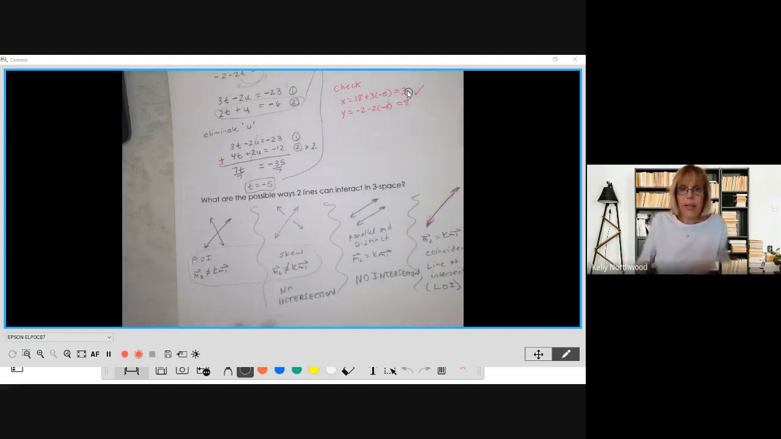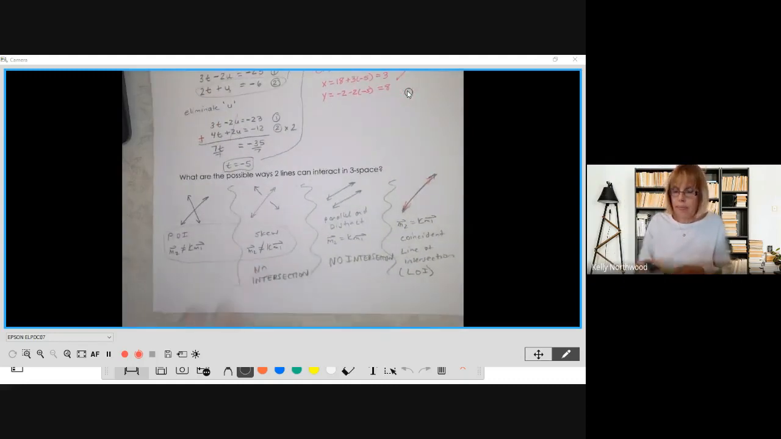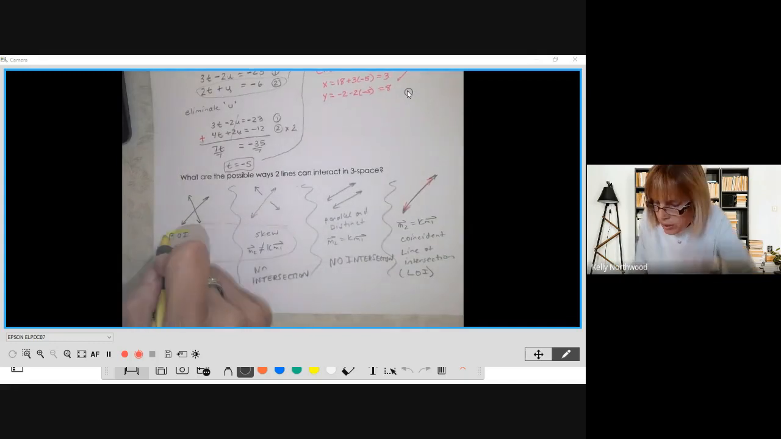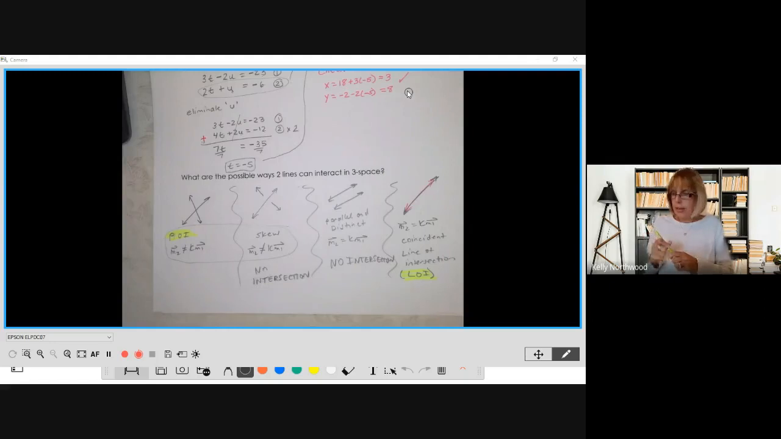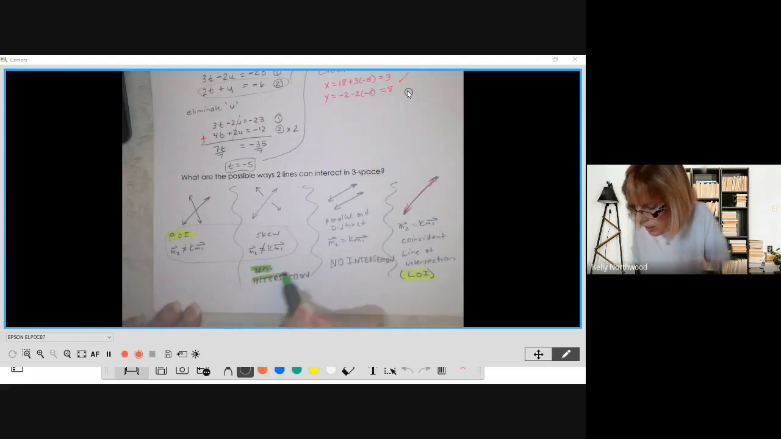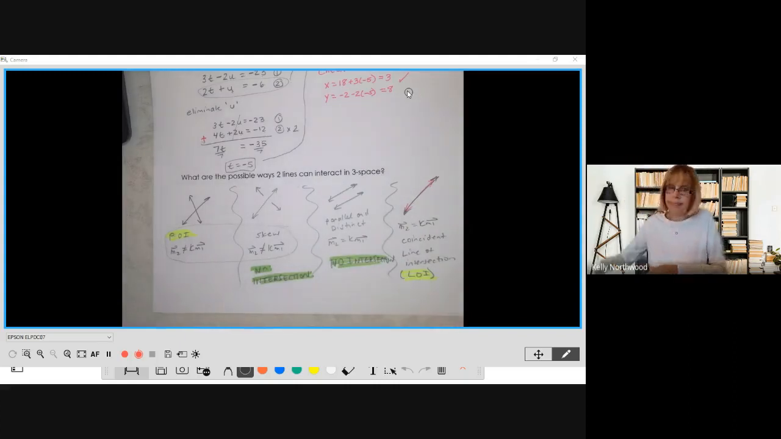So if we look at our outcomes here, we could have a point of intersection or a line of intersection if we're intersecting. And there's also two ways that we could get no intersection: skew lines or parallel and distinct lines. So there's 4 possibilities in 3 space.